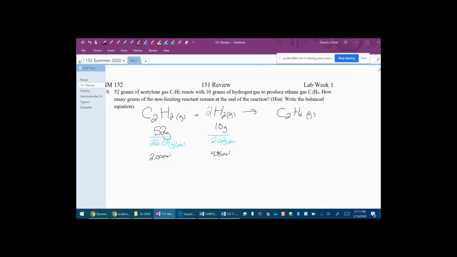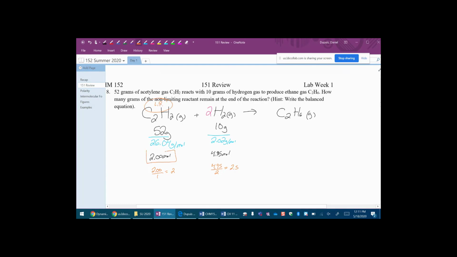So now I like to take 2.00 moles divided by the coefficient of 1, which gives me 2. 4.95 divided by the coefficient of 2 is less than 2, isn't it? No, it's more than 2. 4.95 divided by 2, yeah, 2.5. So that means my limiting reactant is right there.